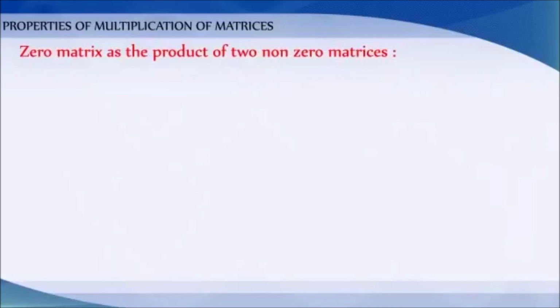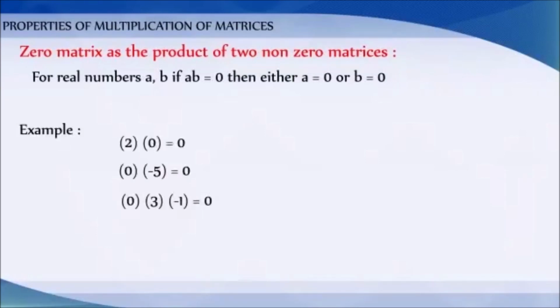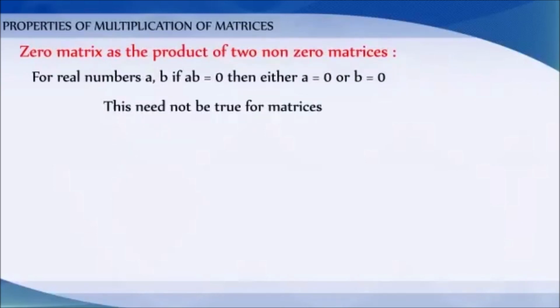Zero matrix as the product of two non-zero matrices. We know that for all real numbers a and b, if ab = 0, then either a = 0 or b = 0. This need not be true for matrices.